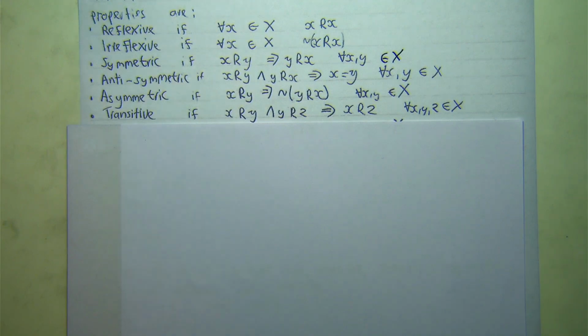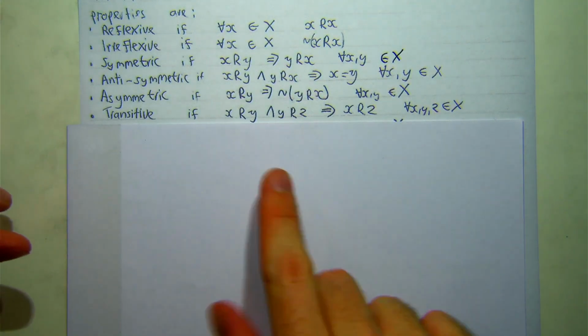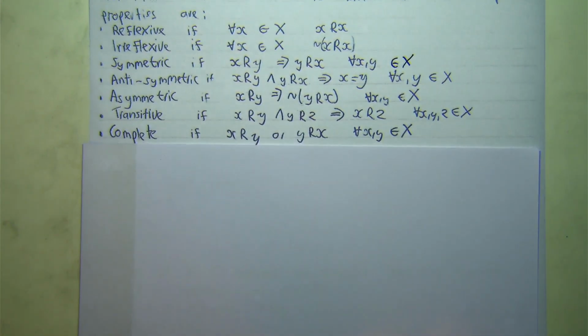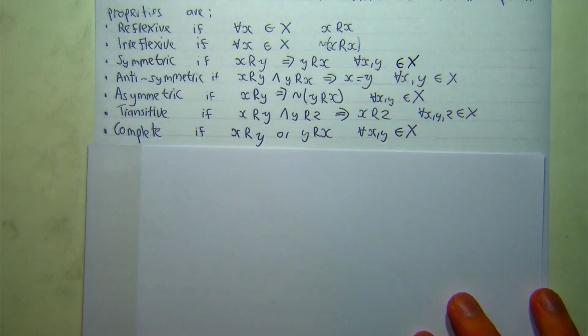Transitive: if X relates to Y and Y relates to Z, that implies that X relates to Z. Extremely important property. Complete: if you take any two elements in your domain, then either one relates to the other or the other one relates to the first. X relates to Y, or Y relates to X.